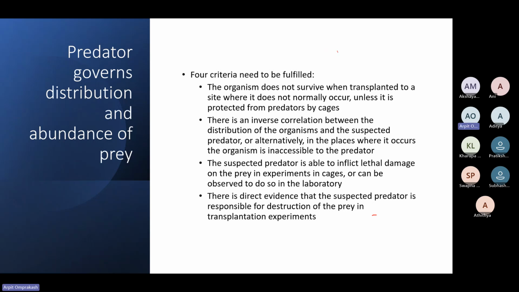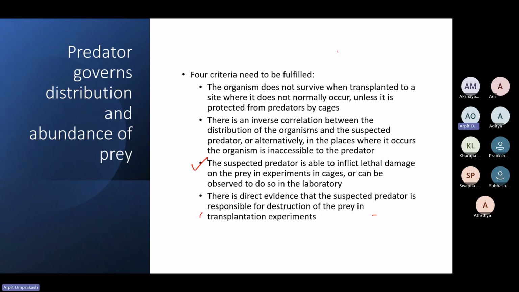The third point is the suspected predator is able to inflict lethal damage on the prey in experiments in cages or can be observed to do so in the laboratory. So here we confirm our suspicion that the predator is actually lethal to the prey. The predator secretes something or eats the prey or does something so that it is able to inflict lethal damage on the prey.